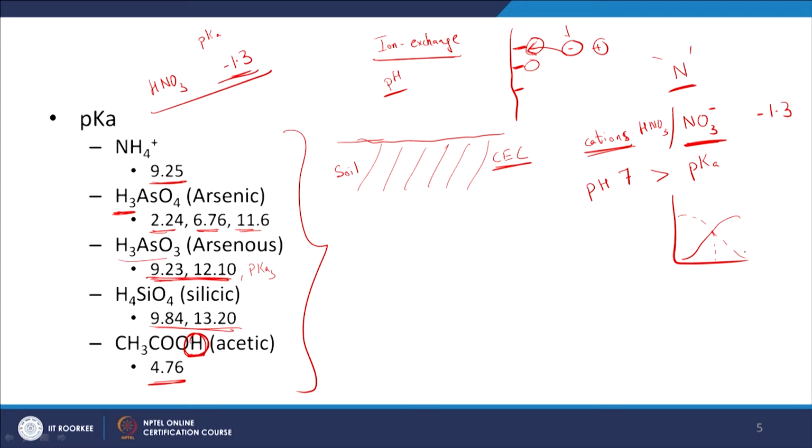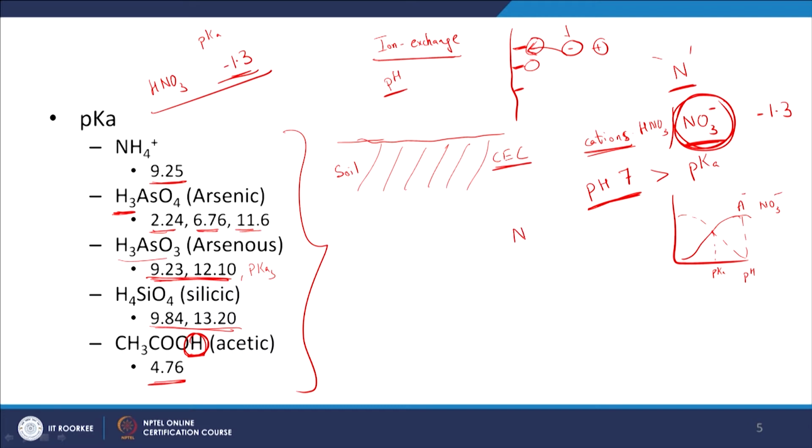So pH is greater than pKa. What does that mean? The deprotonated form predominates here, NO3 minus. So NO3 minus predominates at pH 7. That is something that you can now understand, I guess.